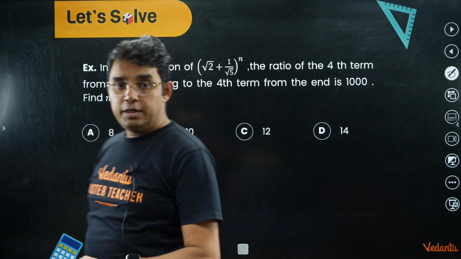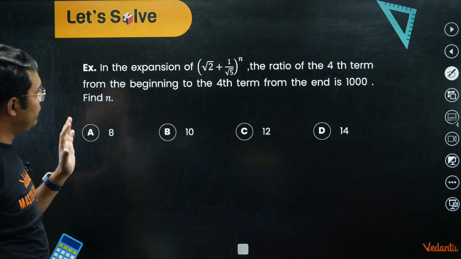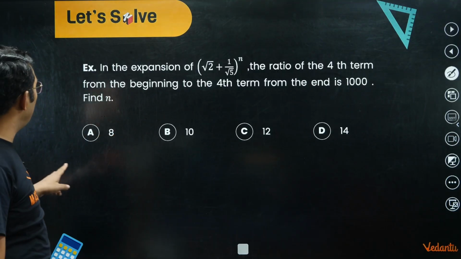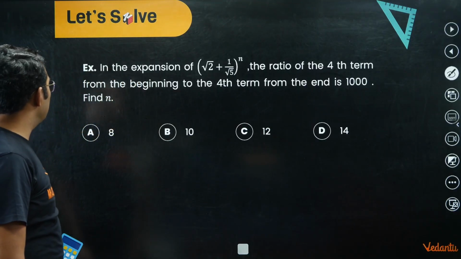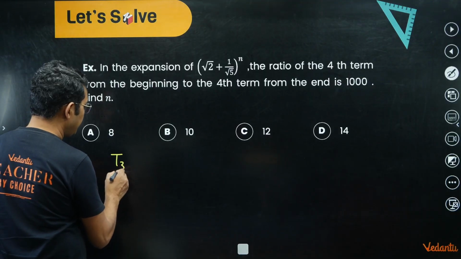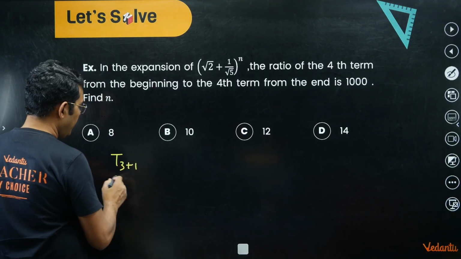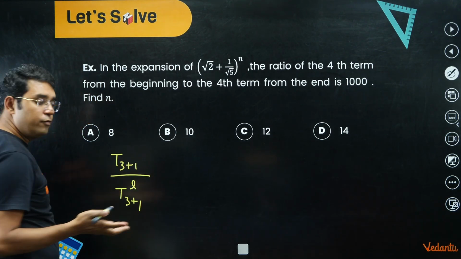Coming to this question, it says in the expansion of root 2 plus 1 upon root 5 power n, the ratio of fourth term from the beginning to the fourth term from the end is 1000, then n we have to find. I think fourth term from the beginning means 3 plus 1 we will be writing, and let me say 3 plus 1 L for last.